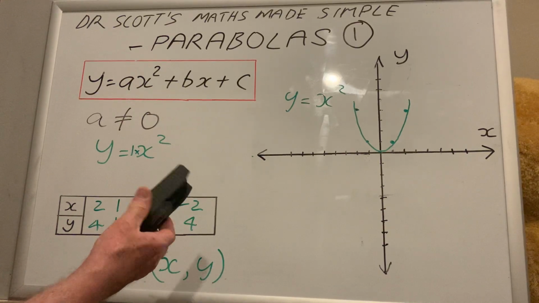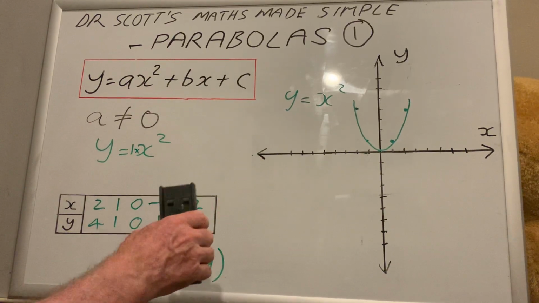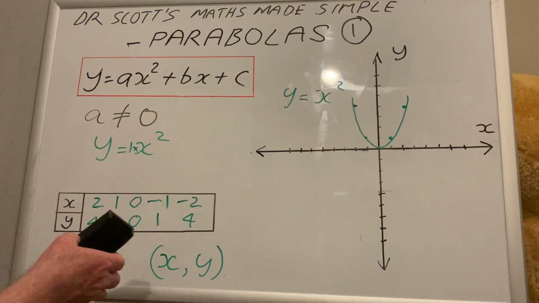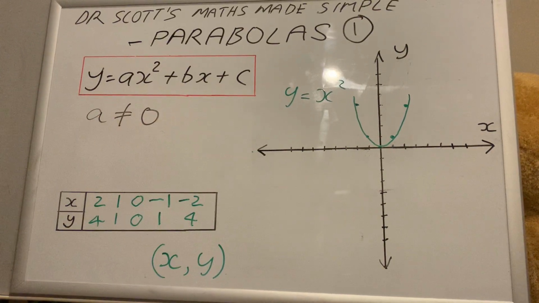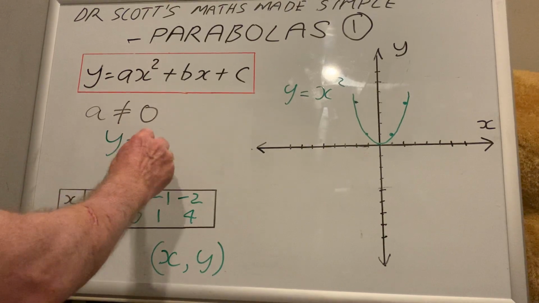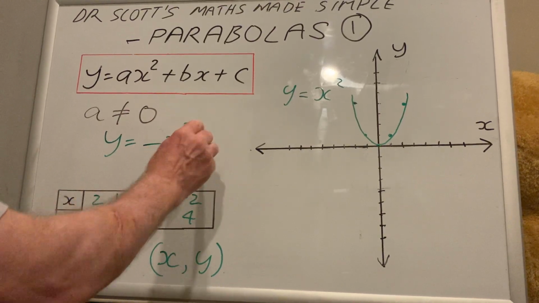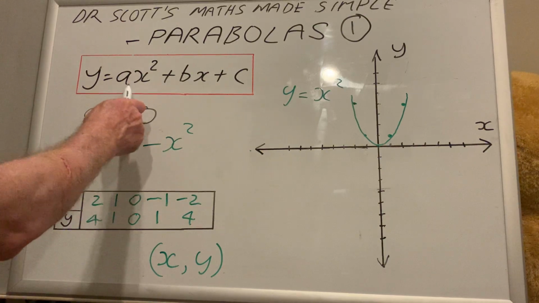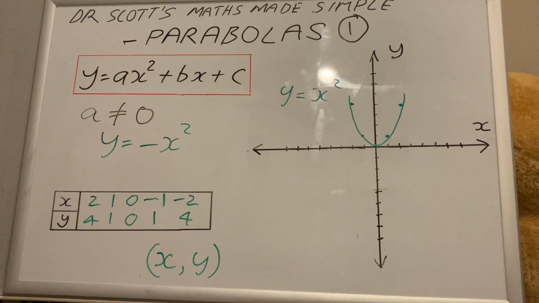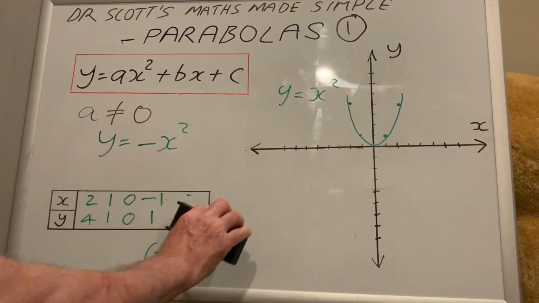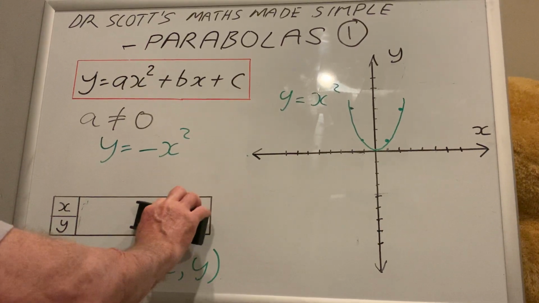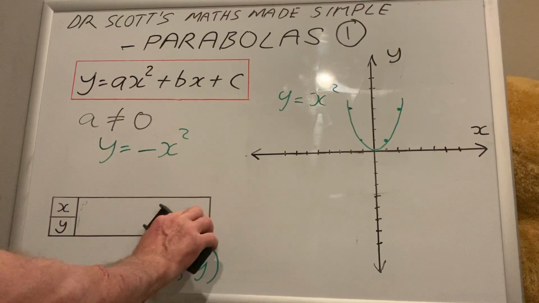So that's sort of easy, but as you know, with maths, it can become very complicated very quickly. So what about if we said y equals negative x squared? In this case, a equals negative 1 times x squared. So what sort of shape would we get there? Well, we just substitute in some x values. We'll soon find out what the y values are, and we can graph it.